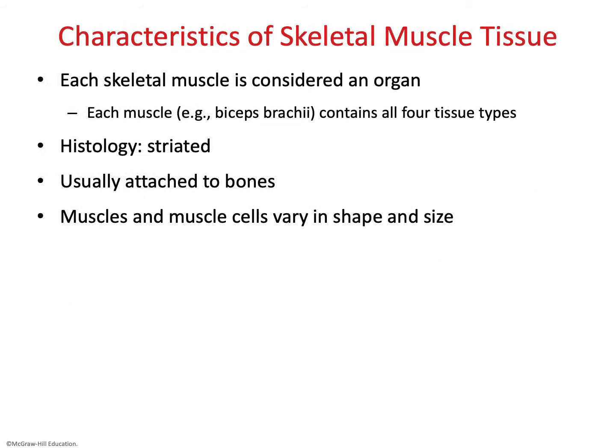Each skeletal muscle is considered its own separate organ, so that means it will have all 4 tissue types within it. So your biceps brachii, for example, located on the anterior part of your upper arm, contains all 4 tissue types. They are striated underneath a microscope. You can see those zebra stripes.